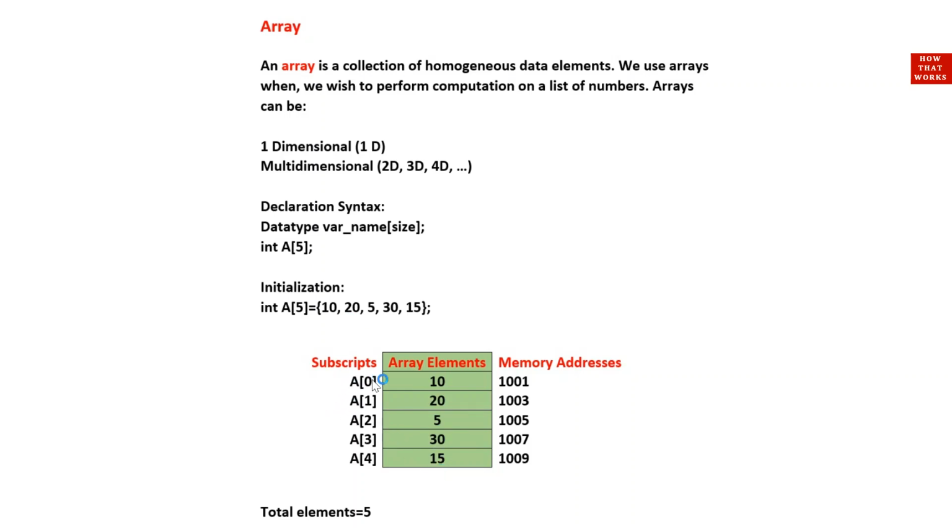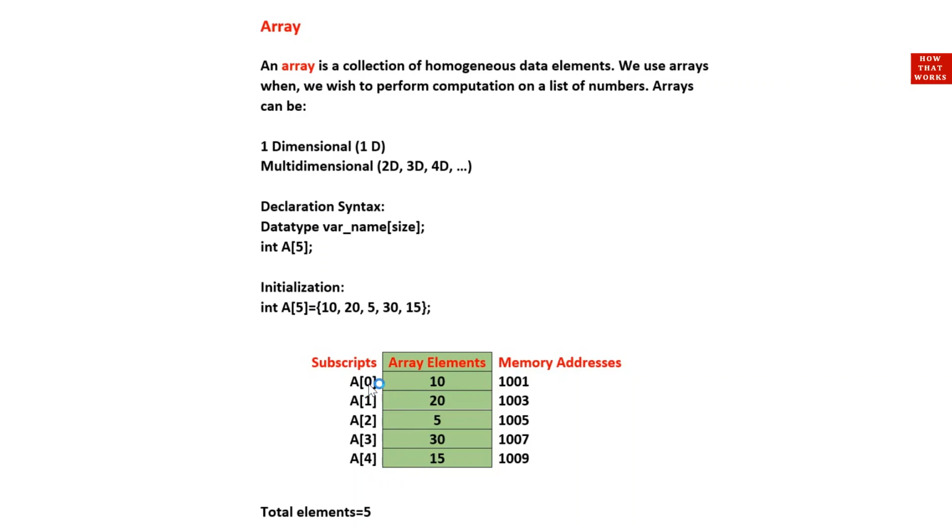Now subscripts. What are subscripts? We have mentioned the size in square brackets, that is 5. If we wish to access the first value, how to access it? There are subscripts associated with it. We cannot access their values with the name a only, so we need to give subscript values. a[0] refers to the first element, which is 10. Then a[1] refers to the second variable, 20. a[2] refers to 5, a[3] refers to 30, and a[4] refers to 15.